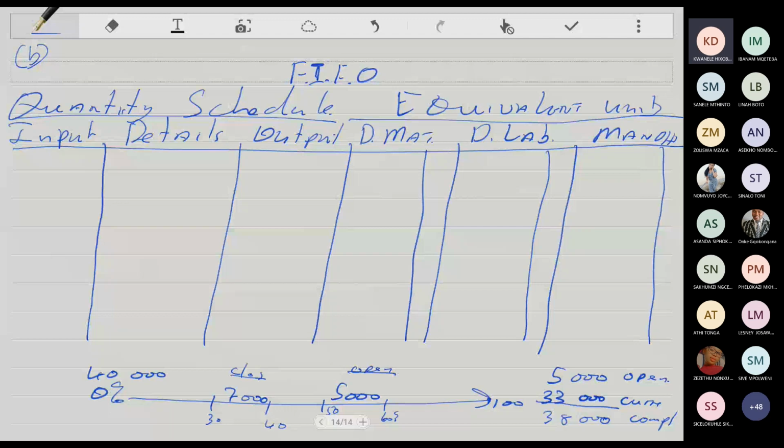Can you please repeat that? The FIFO method, how do we do it?